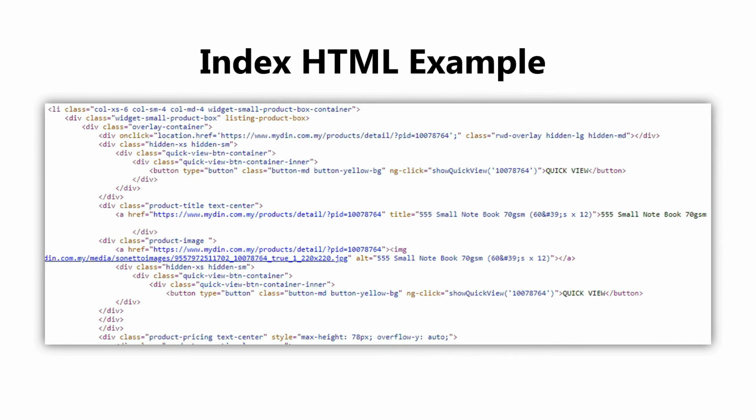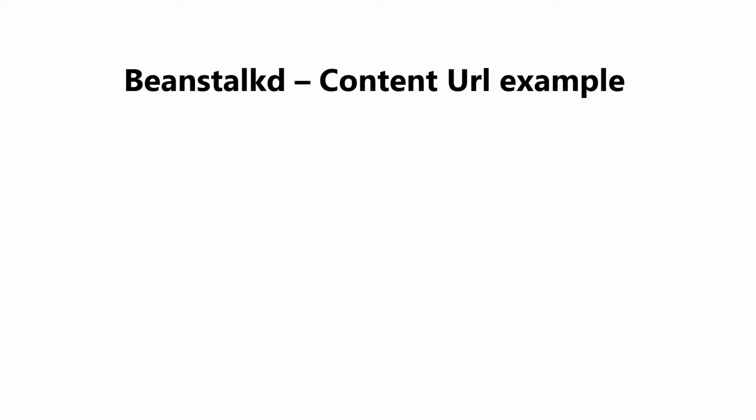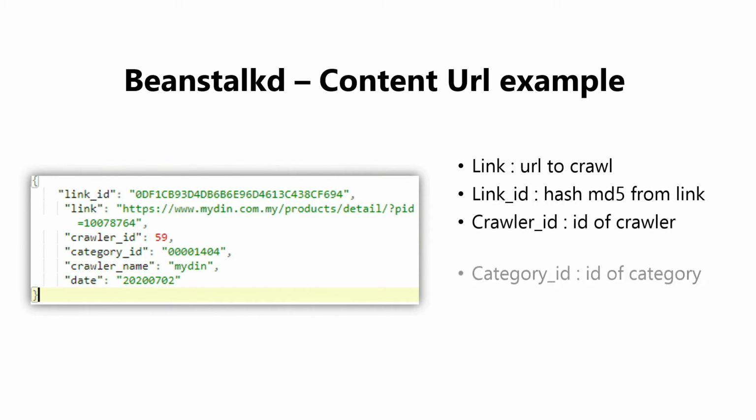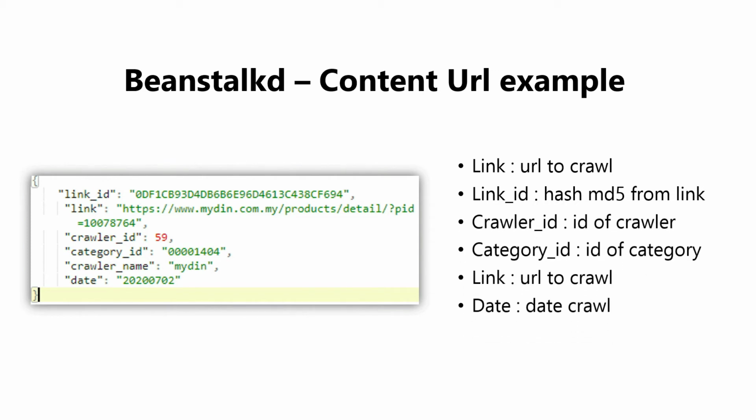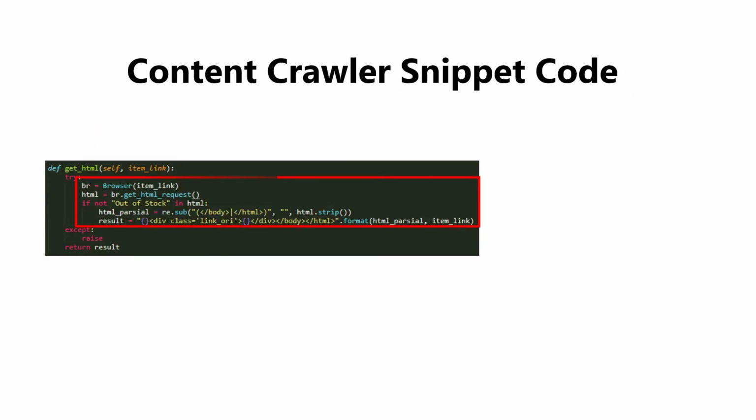This is the sample HTML from Index Crawler, which contains URL to content page. This is the data sent by Index Crawler to Beanstalk, which will be used by Content Crawler. This is the content page, which will be saved by Content Crawler. This is the snippet of Content Crawler. It will save the response as HTML file.